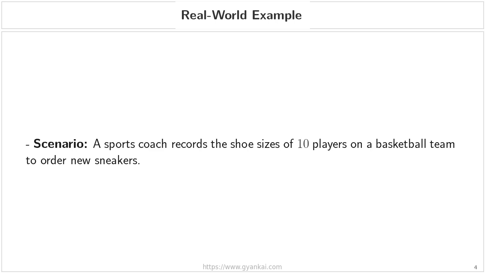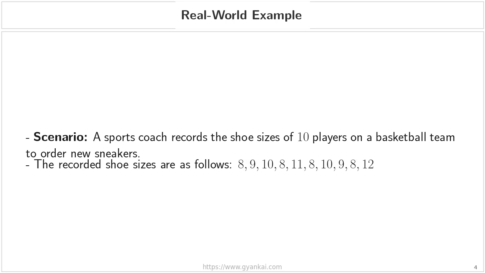Real-world example. Now that we have covered the theoretical definition and the steps required to find the mode, let's put this into practice with a real-world scenario. Imagine a sports coach who is preparing to order new sneakers for 10 players on a basketball team. To ensure a good fit, the coach has gone around and recorded the shoe sizes of each player. The raw data we have collected is as follows: 8, 9, 10, 8, 11, 8, 10, 9, 8, and 12. At first glance, this list might look a bit disorganized, so in the next slide, we are going to learn how to structure this information to make the mode easy to identify.